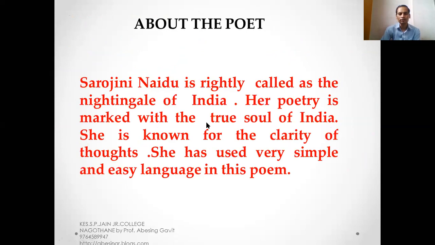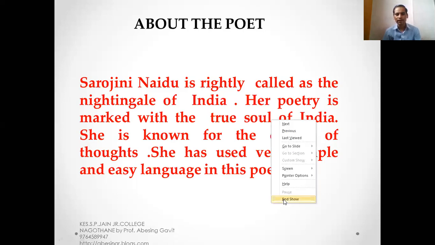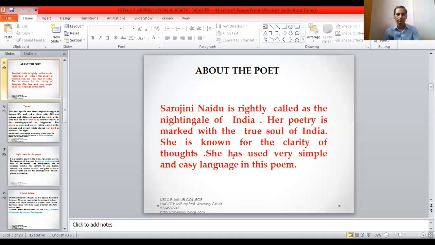Her poetry is marked with the true soul of India. She is known for the clarity of thought. Why do we say she is known for clarity of thought? Because very clear information is described by the poetess in this poem. She has used very simple and easy language in the poem. Every word used in the poem is very simple, and even a common man can understand the meaning of the words. That's why it is very important to get the meaning. And so the poetess has used very simple language. Now next.